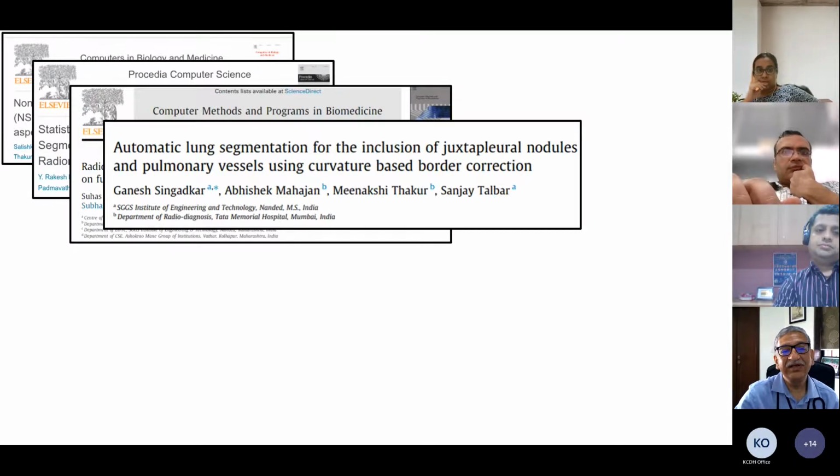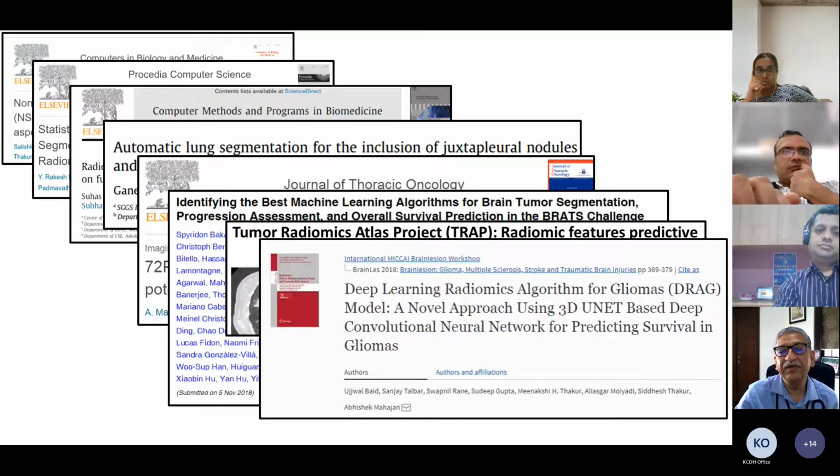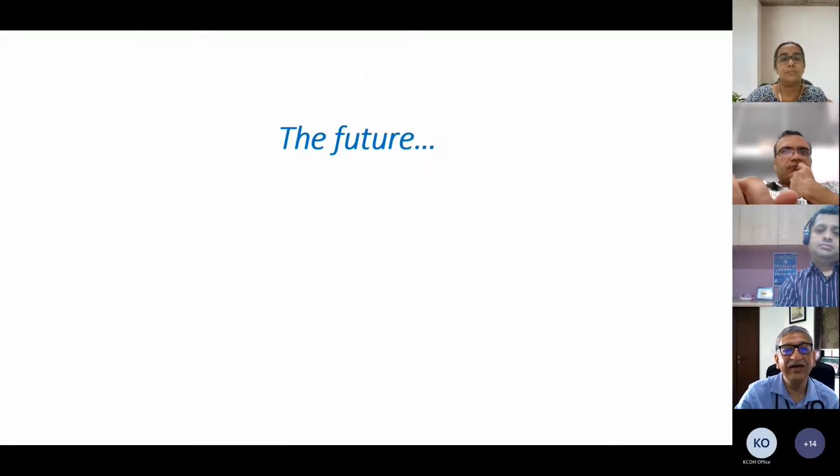So this shows the number of publications from Tata Memorial Center in the field of AI and digital health. I do not need to go into the details of each one of them.